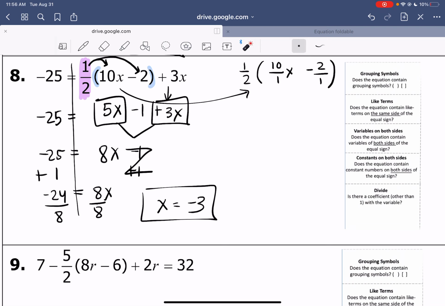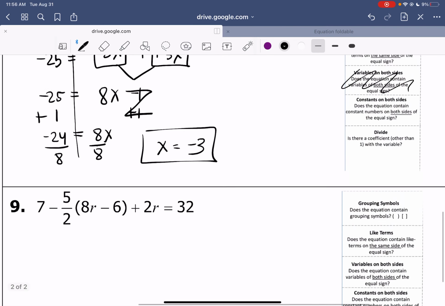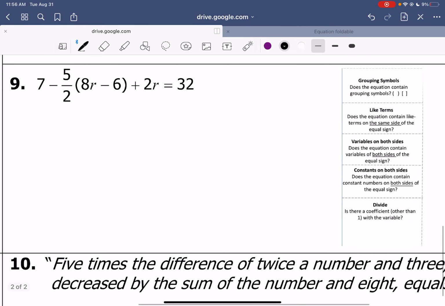So again, these are the steps we're going by. The only step we did not need to use on this one was the variables on both sides. But all of the other ones we used. Okay. I'm going to do the same thing. So we have another set of fractions.